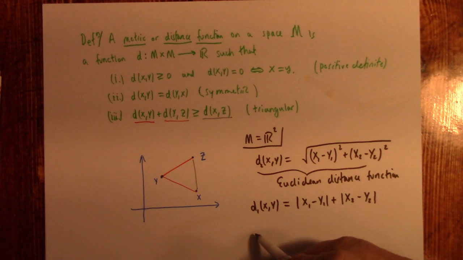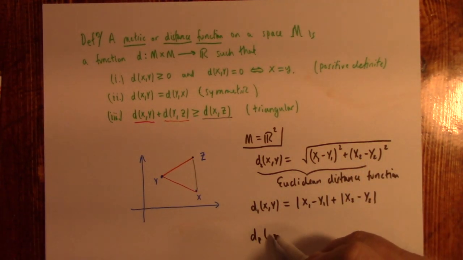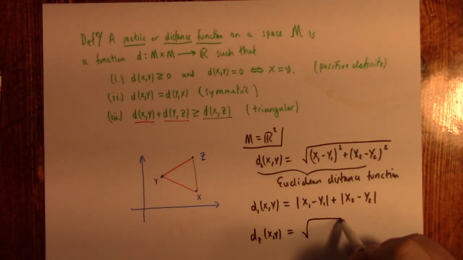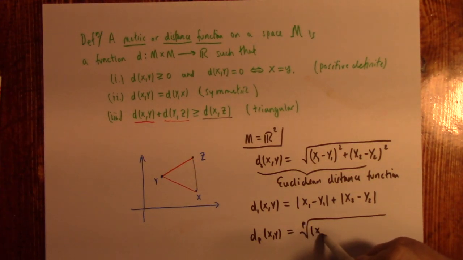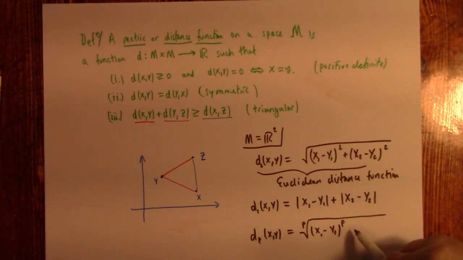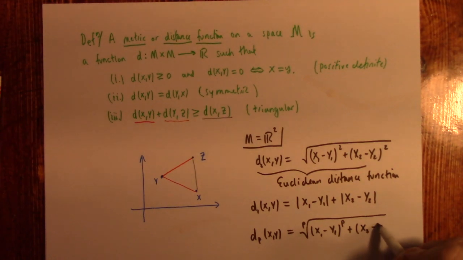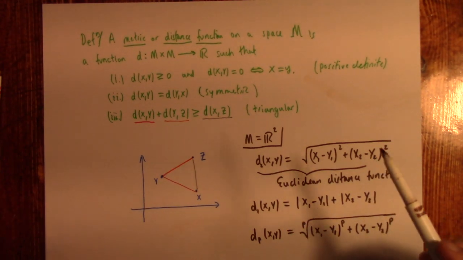You could also take, instead of taking the square root of squares, the pth root of pth powers, like this. You can work it out that all of these different functions satisfy the axioms for a distance function. So these define competing notions of distance on the plane. All right, so that's kind of neat.